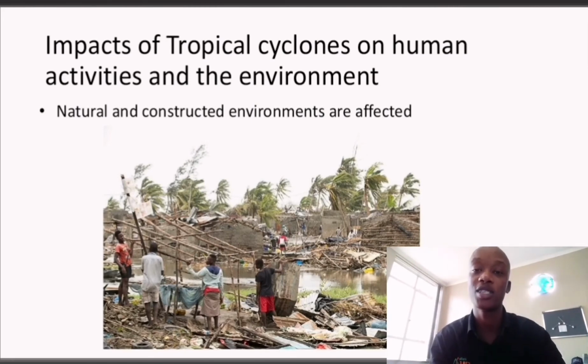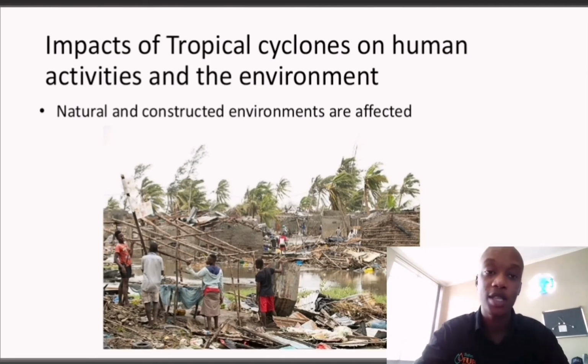As you can see on the pictures there, people are trying to reconstruct what has been demolished by the tropical cyclone. The floods and the winds have blown the houses. People are trying to gather the little that has been left. Tropical cyclones bring heavy rainfall, which cannot be bearable. Even the land often fails to consume the water that comes with tropical cyclones. You will find that cities will be flooded, houses will be filled with water in and out.